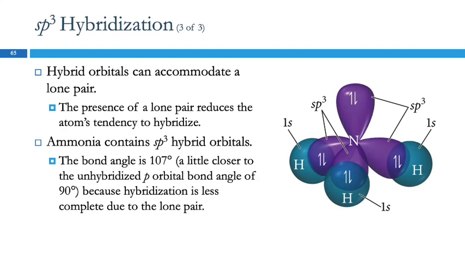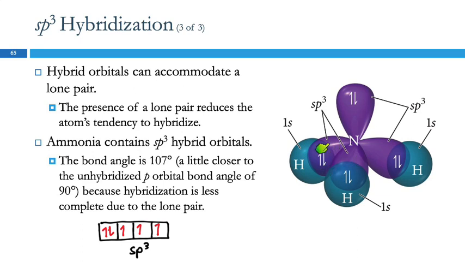We can have lone pairs in here as well. That's not a problem. So if we look at nitrogen, nitrogen can form sp3 hybrid orbitals, and nitrogen has 5 valence electrons. So we're going to put these electrons in just like we did to the regular atomic orbitals. 1, 2, 3, 4, and the 5th one is going to have to share. So the 5th one's going to share. Well, that is a lone pair.